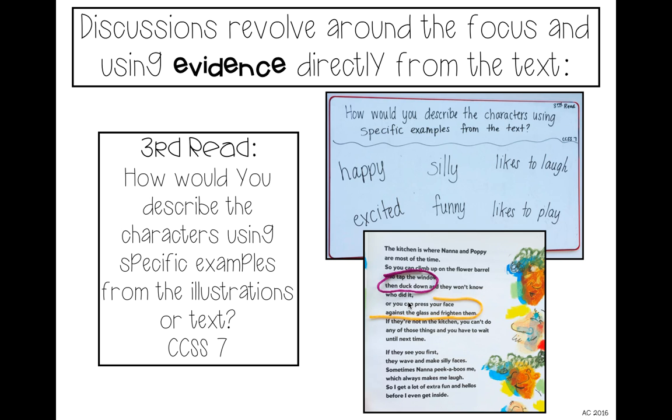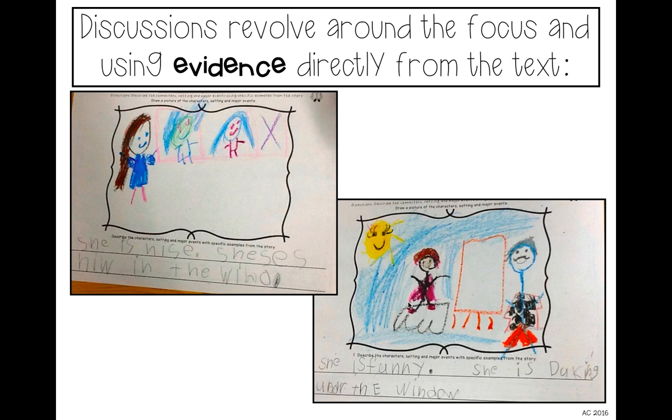So again, we're going to read through a little bit first. We're going to talk about it, do some writing on the whiteboard of words that they came up with that they heard from the story, marking it off with the wiki sticks. So showing an example of how they would describe the characters. So then this one, we've got, she is nice, she sees him in the window, or she is funny, she is ducking under the window. So they both came up with different words and different examples from the text that really support their answers.